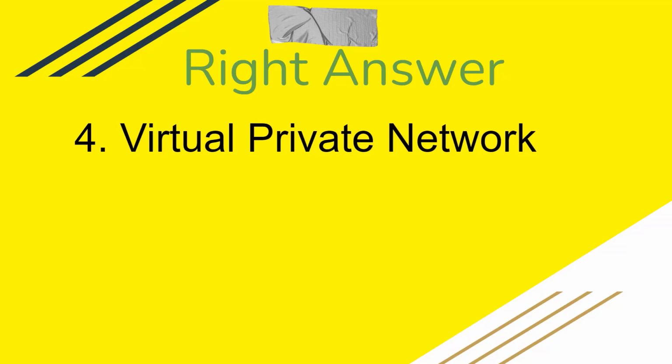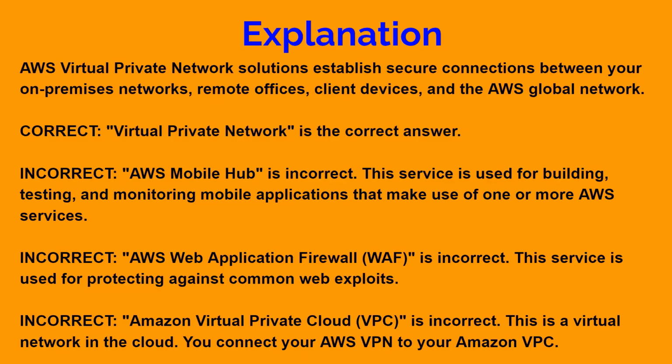Virtual Private Network. Explanation. AWS Virtual Private Network solutions establish secure connections between your on-premises networks, remote offices, client devices, and the AWS Global Network. Correct. Virtual Private Network is the correct answer. Incorrect. AWS Mobile Hub is incorrect. This service is used for building, testing, and monitoring mobile applications that make use of one or more AWS services.